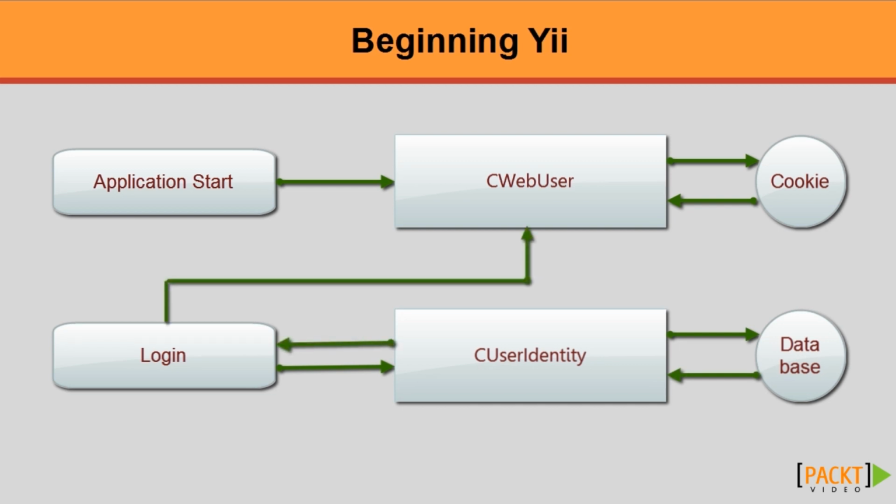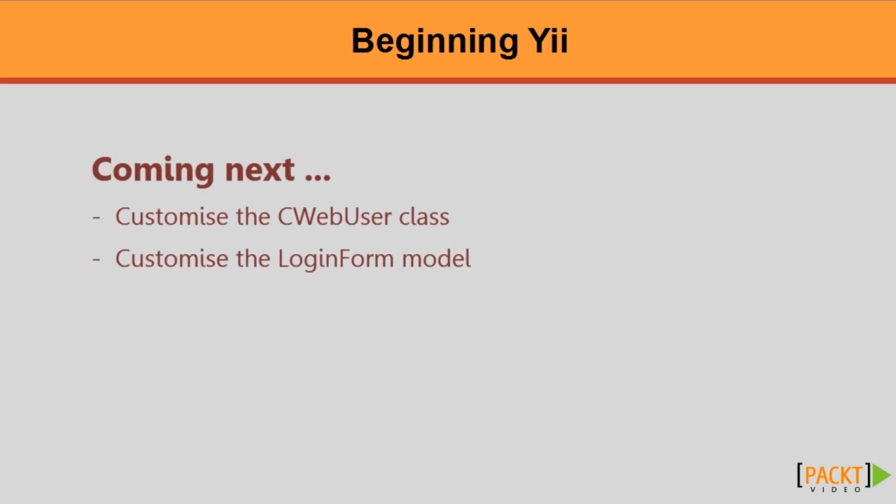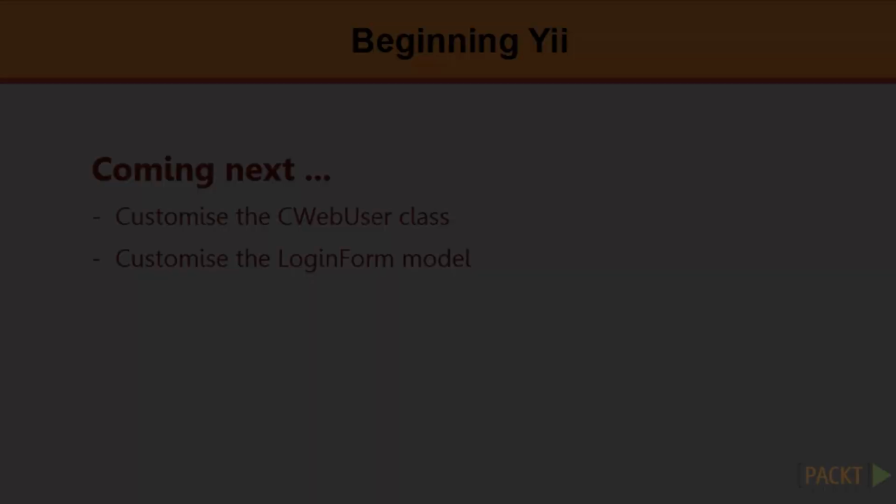So in this session, we've seen how the two classes, CWebUser and CUserIdentity, relate to each other, and how the login process manages the task of user authentication and updates the user session. And in our next session, we'll customize the CWebUser class to hold user role information and look at how we can also customize the login form model to validate user passwords.